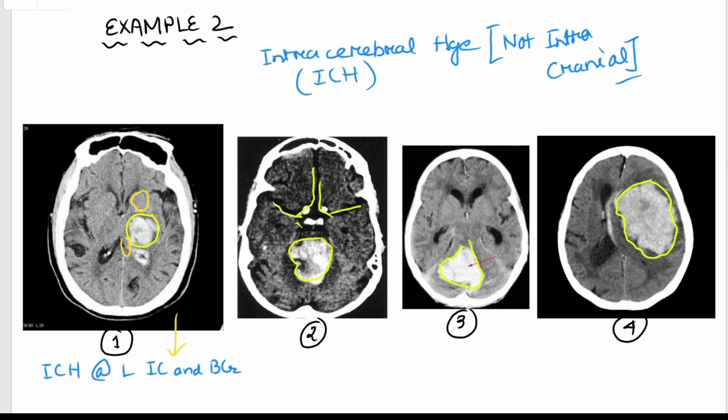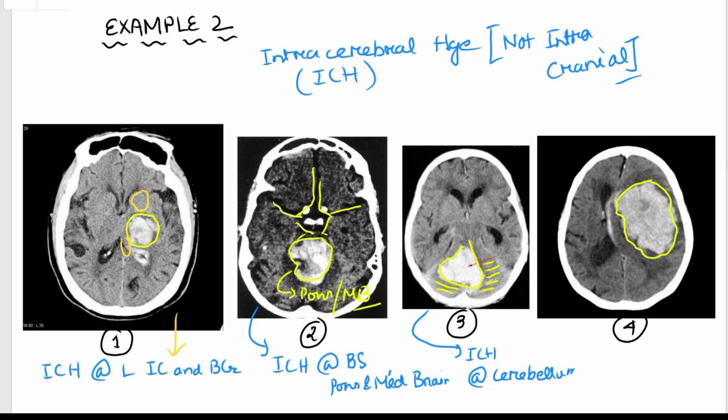Now in the second example, you can appreciate the area of the circle of Willis. That means behind it lies the pons and the midbrain. So this is an example of ICH at the level of the brain stem, the pons and the midbrain. Now in the third example, you can appreciate the rugosities around the hyperdense lesion. So this is an example of ICH at the level of the cerebellum. And in the final example, you can appreciate the frontoparietal lobe and the midline shift. So this is an example of ICH at the frontoparietal lobe with midline shift.